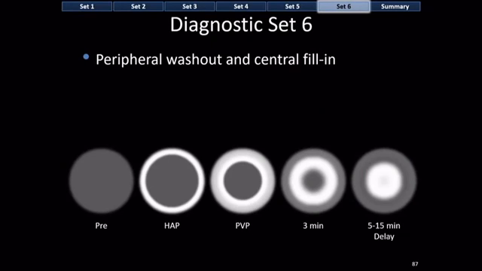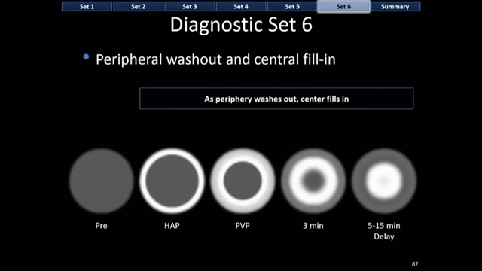By peripheral washout, I mean a mass that has rim or target-like enhancement in the arterial phase as shown here. And then in the portal venous phase, the enhancement gradually makes its way from the outside towards the center, and that continues at 3 minutes and then at 5 to 15 minutes. And notice that as the contrast goes from the outside towards the inside, what happens to the outside? The outside washes out. So this is peripheral washout with central fill-in. As the periphery washes out, the center fills in.